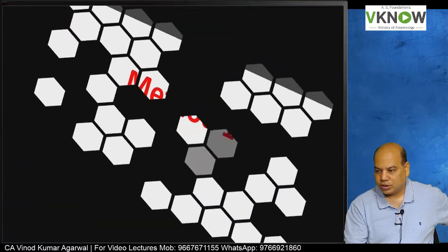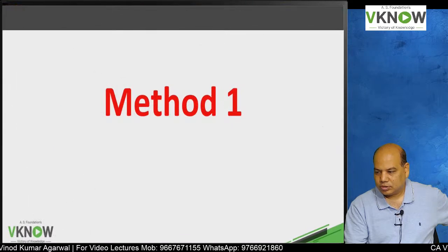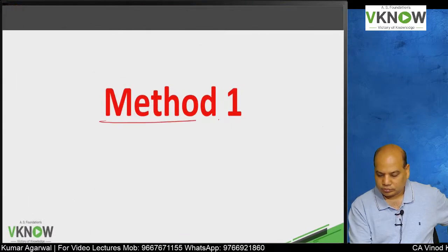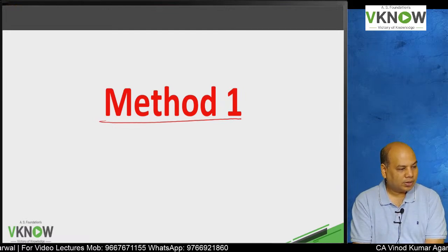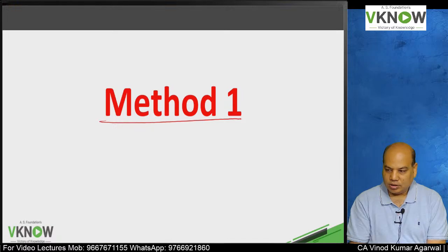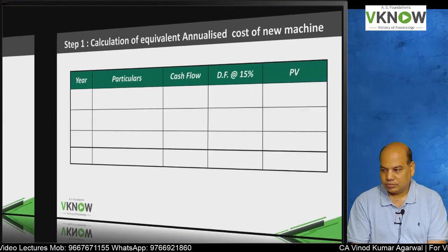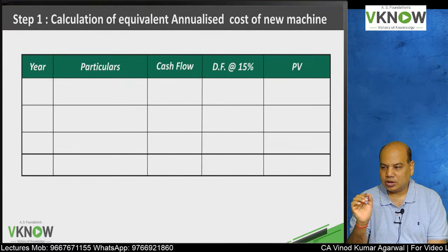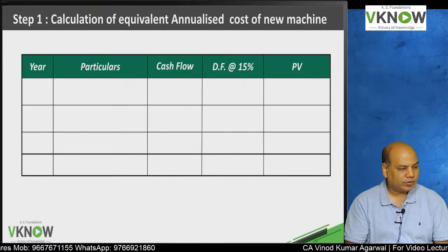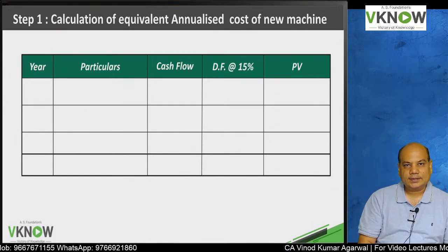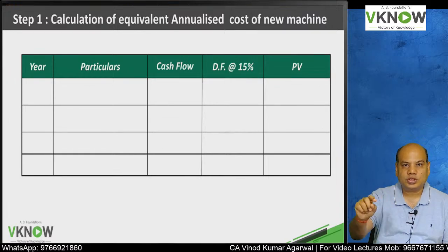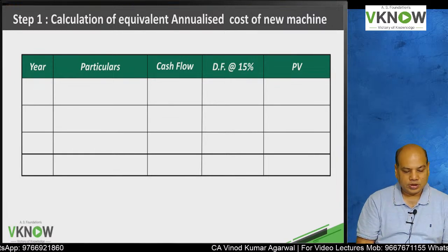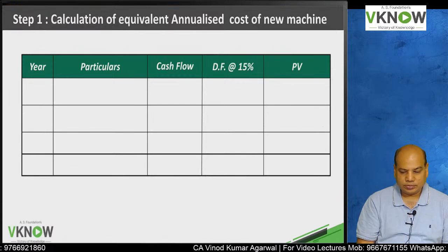I am going to solve it by 2 methods. Write down method 1. Under method 1, first we'll compute the equivalent annualized cost of the new machine. How much does it cost to use the new machine per annum?